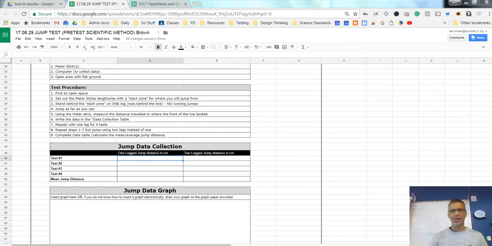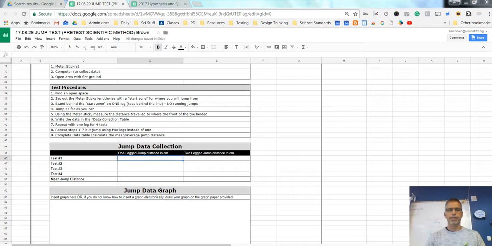So, today what we're going to be working on is our Jump Street data tables and graphs. This information will help you with any data table and graph, but we're working with the data that we worked on last week during our jump test. So, please open your data table from your jump test lab report.